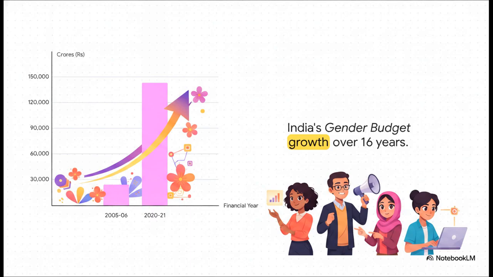As you can see, this represents a massive six-fold increase over just 16 years, going from roughly 24,000 crore at its inception all the way to over 143,000 crore in 2020-21. To put that into perspective, this isn't just some clever accounting trick. It's a reflection of a sincere effort to actually reach those gender equality goals. And even more importantly, it acts as a vital data tool. Civil society organizations and activists use these exact specific numbers to hold the government accountable, ensuring the money actually goes exactly where it's promised.